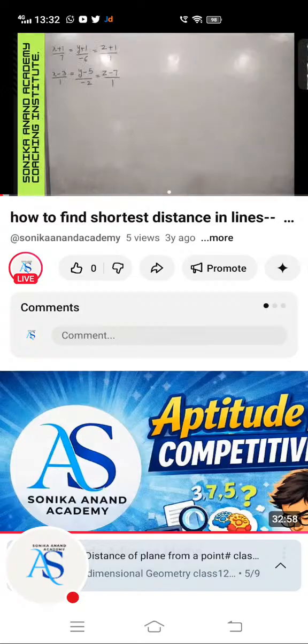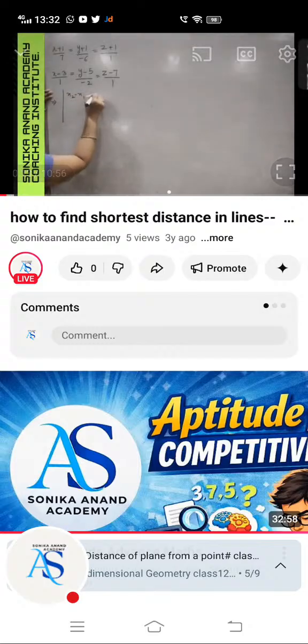Now we have to find the shortest distance between them. The formula is the determinant with rows x2 minus x1, y2 minus y1, z2 minus z1; a1, b1, c1; a2, b2, c2, upon the square root of (b1 c2 minus b2 c1) whole square plus (a2 c1 minus a1 c2) whole square plus (a1 b2 minus a2 b1) whole square. This is the formula. Now we have to perform it one by one.